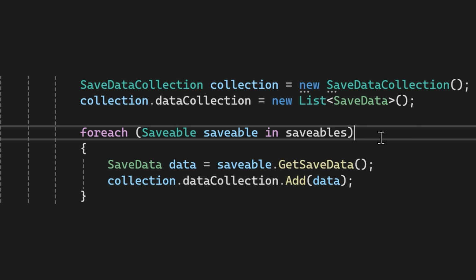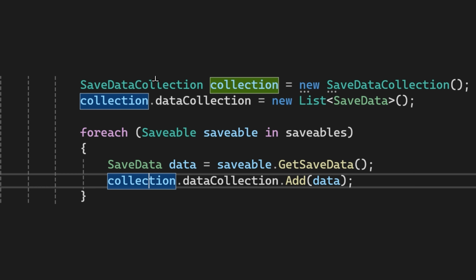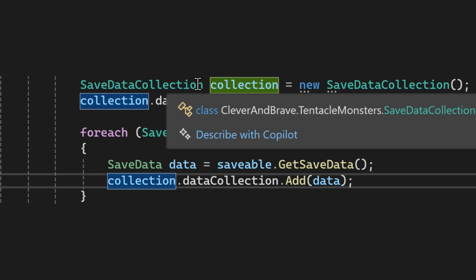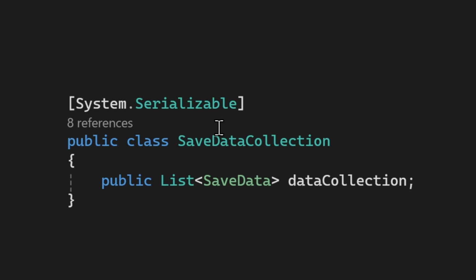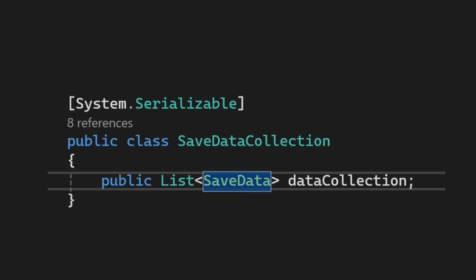And what this does is it accesses a list, and for each item in the list, it looks at its savable data and adds it to a save data collection. So save data collection, all that is a list of save data.